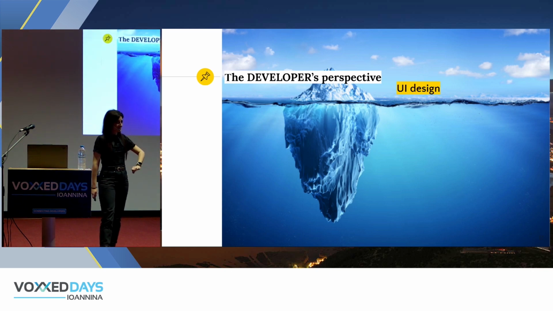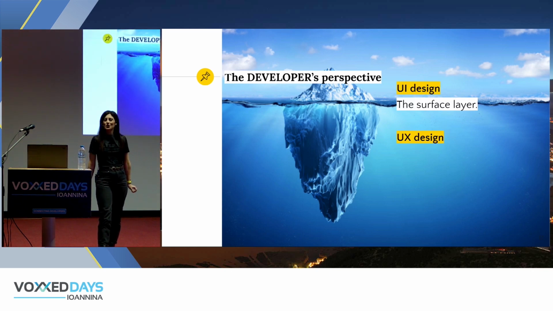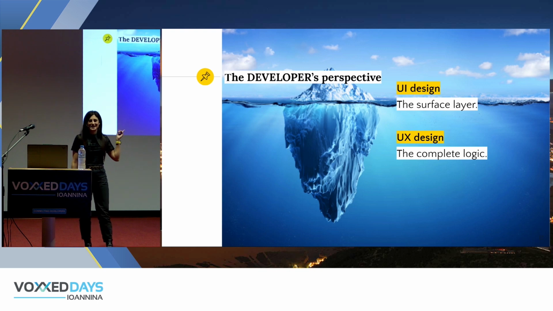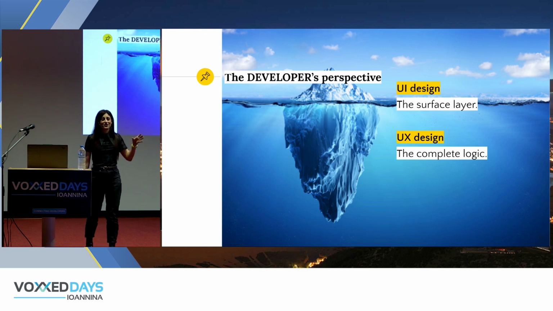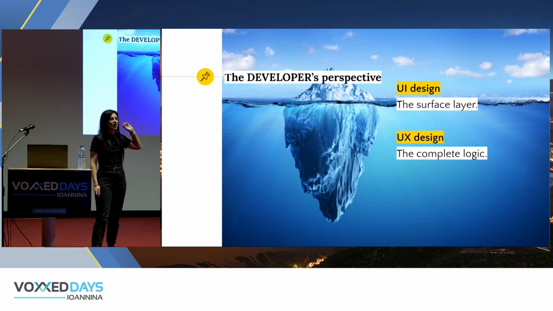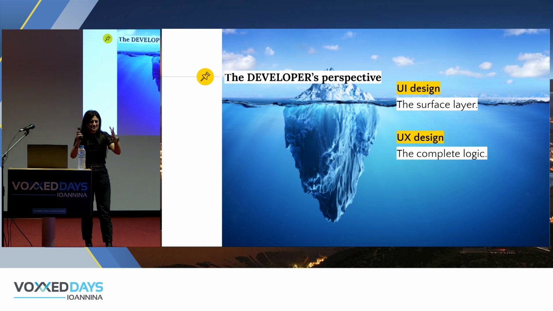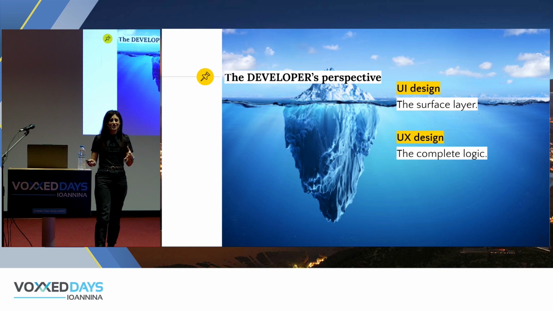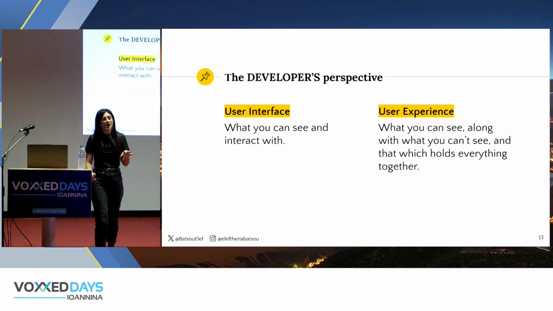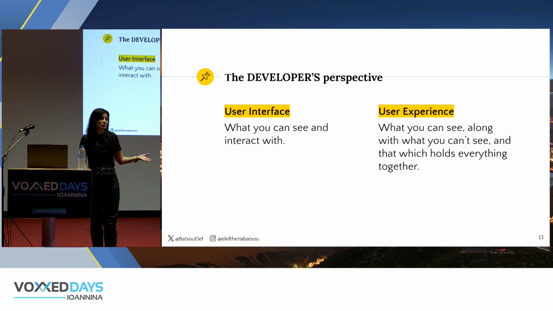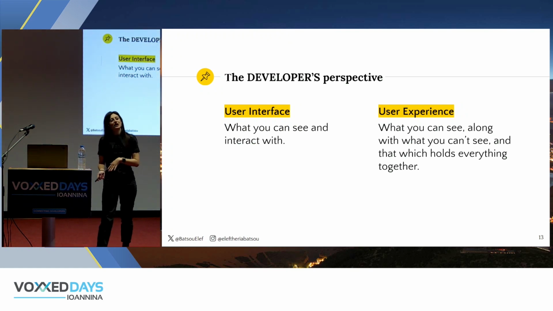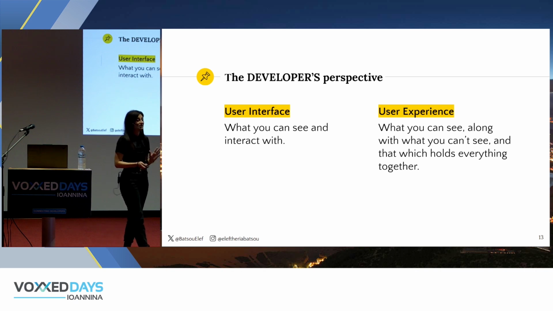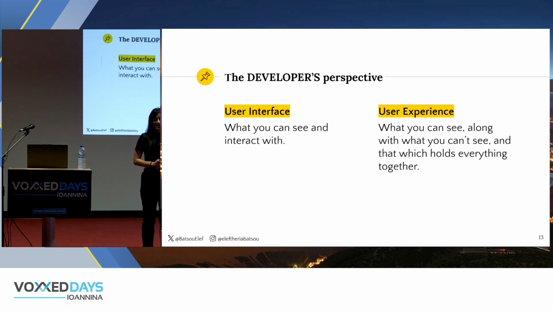Now, from the developer's perspective, things can be a little bit more complicated. So I would like to start with an analogy. From very far away, you can see the iceberg, but it's not only that. It's the icy water, it's the big ice that holds everything together. And this is exactly UI and UX from the developer's perspective. So UI is what you can see and interact with, but UX is what you can see alongside what you can't see and what holds everything together.